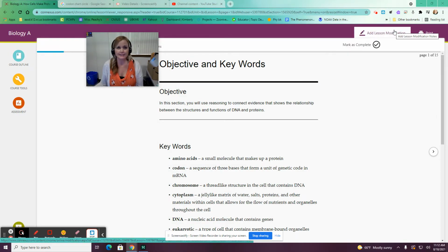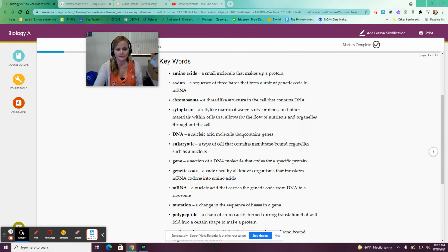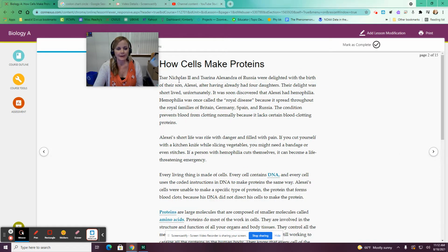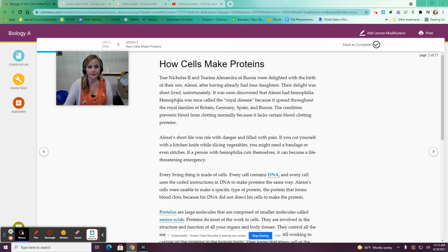All right, so this one is titled How Cells Make Proteins. The first page gives you some vocab and their definitions, so we won't go through that. Page 2 is going to talk to you a little bit about what hemophilia is. They're using hemophilia as an example of a genetic condition here that is determined by your genes. That's what a genetic condition actually is.